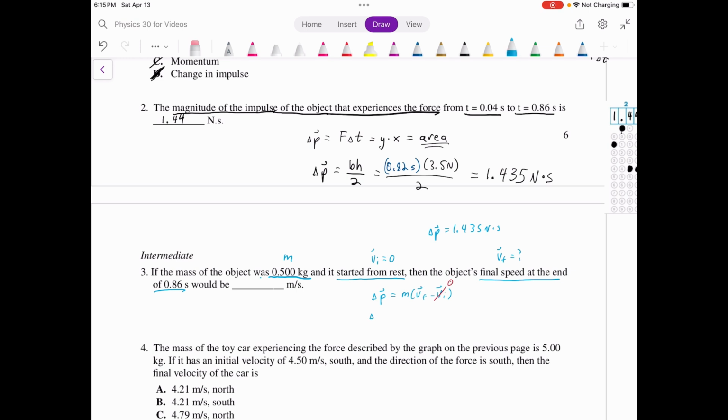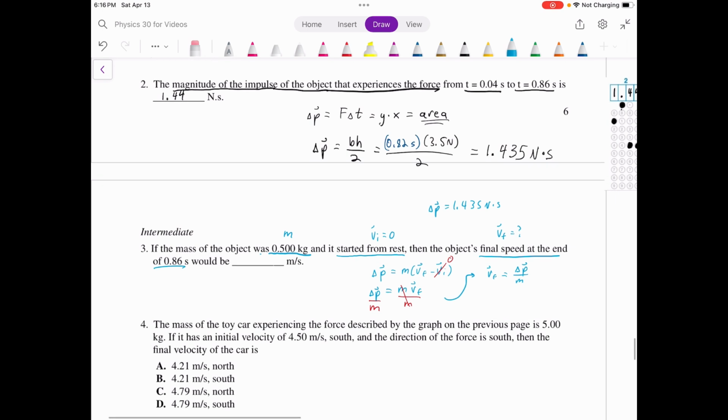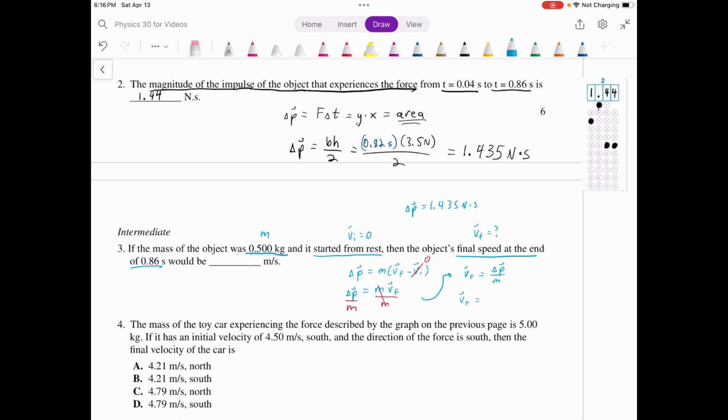And that shows us that the change in momentum will just be equal to the mass times the final velocity, right? Vf minus 0 is Vf. And so now just divide both sides by the mass, and we get that the object's final velocity will just be the impulse, change in momentum, divided by its mass. So I'm getting that the final velocity will be 1.435 Newton seconds divided by a mass of 0.5 kilograms.